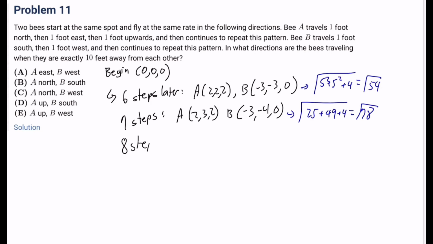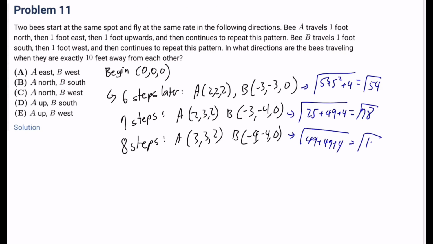8 steps. That's going to give us A at 3, 3, 2, and B at -4, -4, 0. And this distance is going to give us root of 49 plus 49 plus 4, which is equal to root 102. That's when the bees are more than 10 feet away from each other. And so when they are exactly 10 feet away, then they must be in the middle of this.